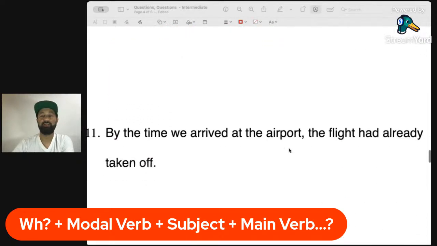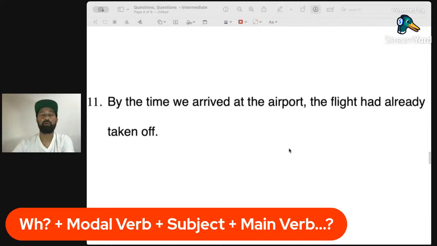Let's keep moving. Now, we're even a little bit more difficult here. By the time we arrived at the airport, the flight had already taken off.